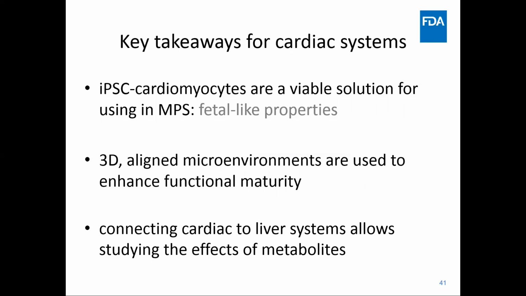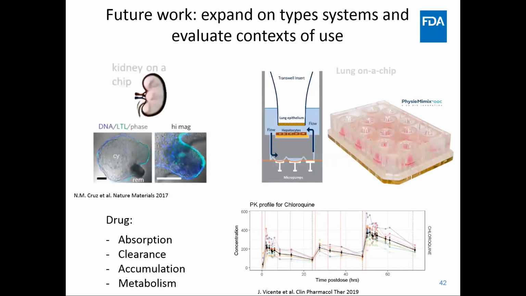So before wrapping up this presentation, the future work: we're transitioning also to other systems and other types of applications. We're very interested in evaluating kidney on a chip systems or kidney organoids to look at outputs in absorption, clearance, accumulation, and metabolism. We want to do the same thing with the lung on a chip, and we're starting now to develop an agreement with CN Bioinnovations to also use this system in our labs.